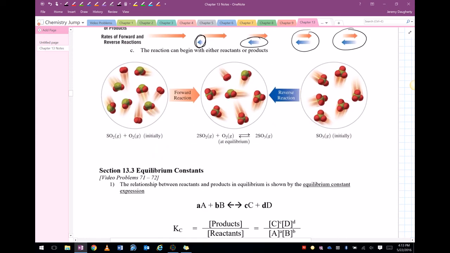Here's sort of the same idea. Sulfur dioxide and oxygen, which is going to form SO3. So there's the SO3. And then over here, if we have initially just SO3, we'll go on to form SO2 and oxygen. So we can go forwards, we can go reverse, it doesn't matter. That's the concept of equilibrium.